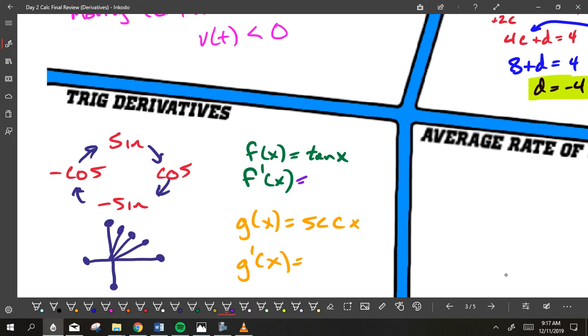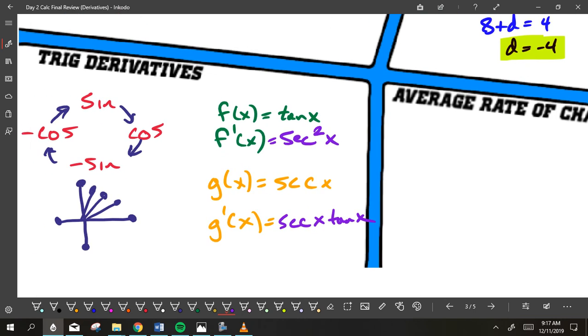What is the derivative of tangent? Secant squared x. The derivative of tangent is secant squared. That is something you need to remember. What is the derivative of secant? Secant x tangent x. It's been a long time since we've done them. They are not as important as sine and cosine, but they're absolutely going to be on your AP exam. They can absolutely be on your final. Make sure you got those down.